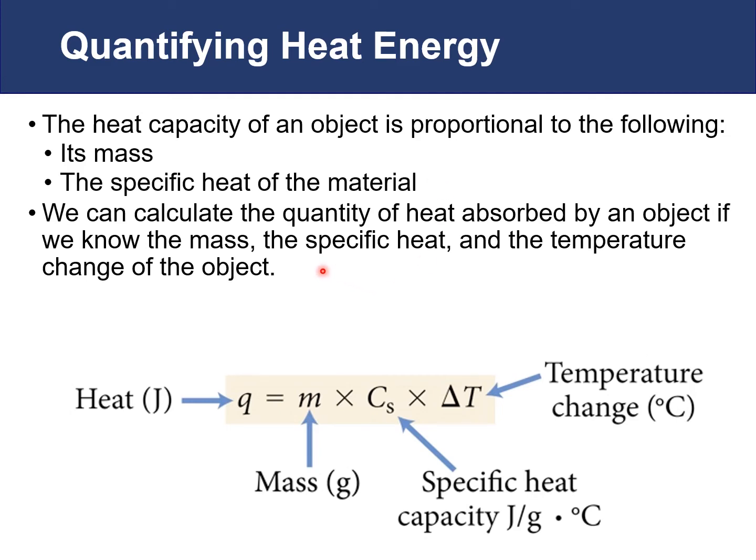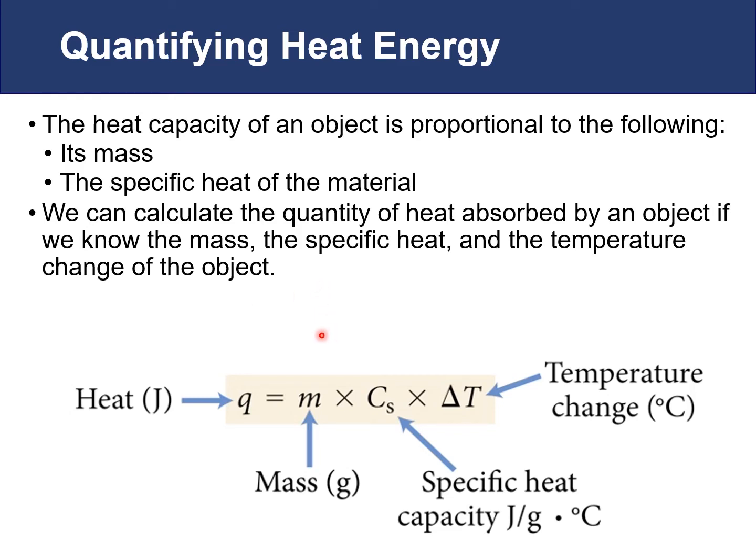We can calculate the quantity of heat that is absorbed by an object if we know the mass, the specific heat capacity, and the temperature change of the object. So this equation here looks very similar to the one we used before when we were talking about the heat capacity of an object, one that we could not subdivide.